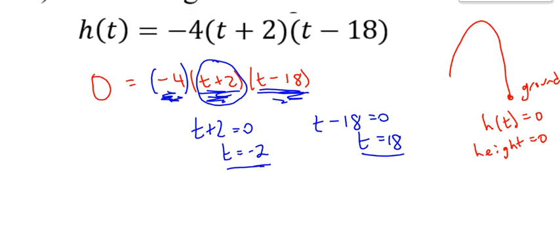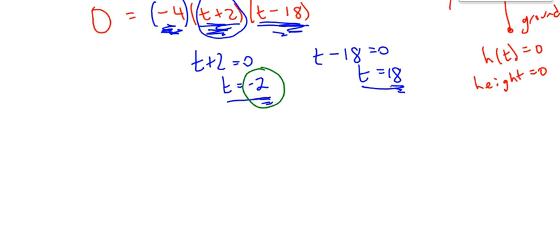Is it in the air for -2 seconds or 18 seconds? Well, hopefully, pretty obviously, this doesn't make any sense. It's in the air for -2 seconds. We're not trying to build a time machine here. So my answer would be that it's in the air for 18 seconds. But let me just make sure that you understand why we get the two answers.